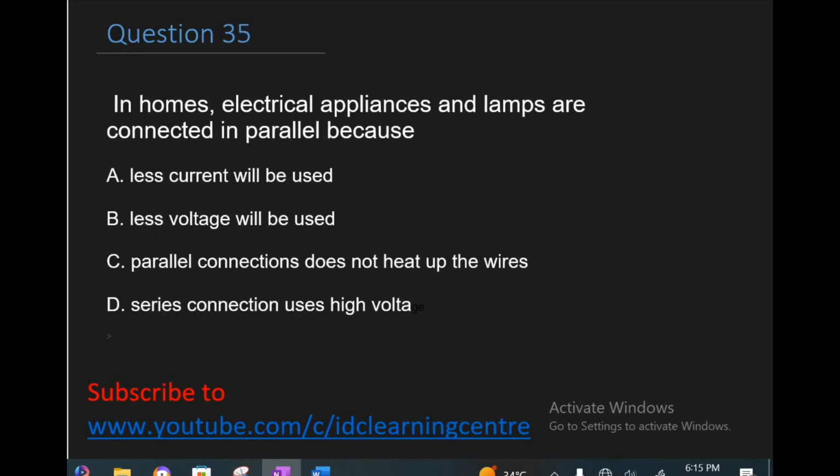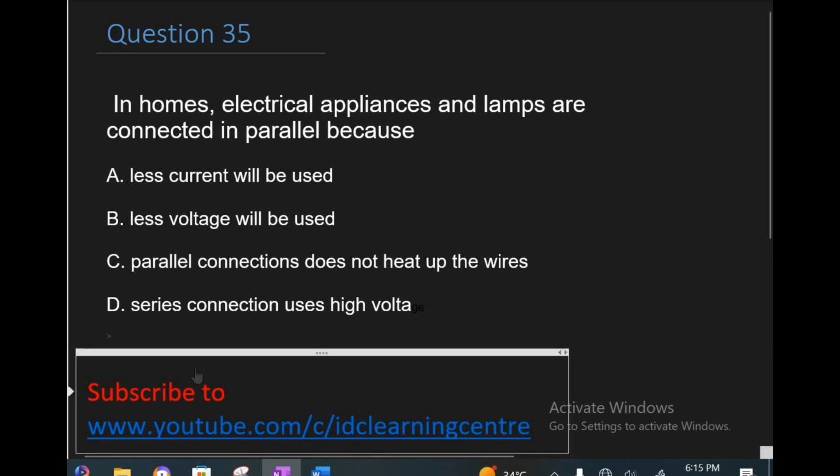Next question is 35. In homes, electrical appliances and lamps are connected in parallel because: A. Less current will be used. B. Less voltage will be used. C. Parallel connection does not heat up the wires. D. Series connection uses high voltage.